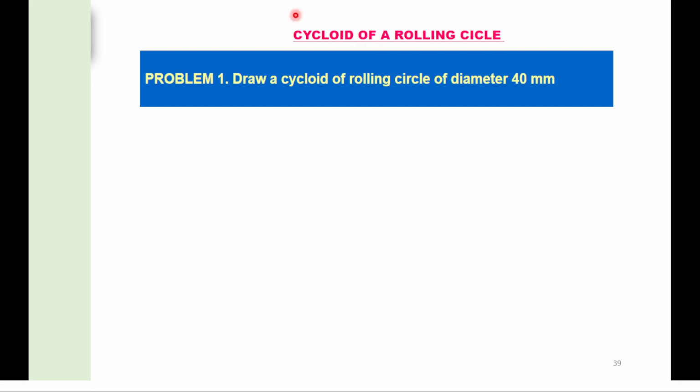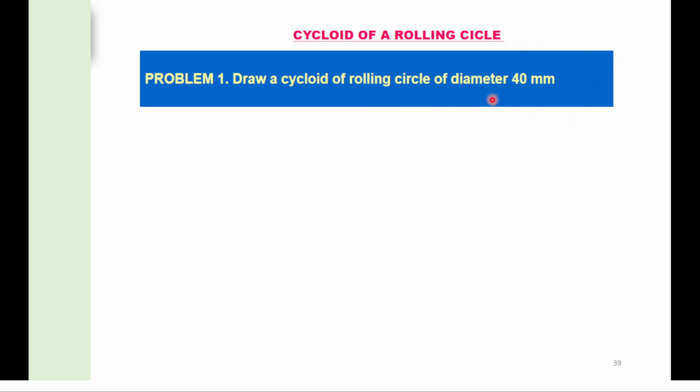In this video, we will see cycloid of rolling circle. So cycloid curve is nothing but a curve traced out by a point on the circumference of a circle which is rolling on a horizontal surface, and the rolling is pure rolling, meaning without any slip. Now we will see how to draw the cycloid using a graphical construction.